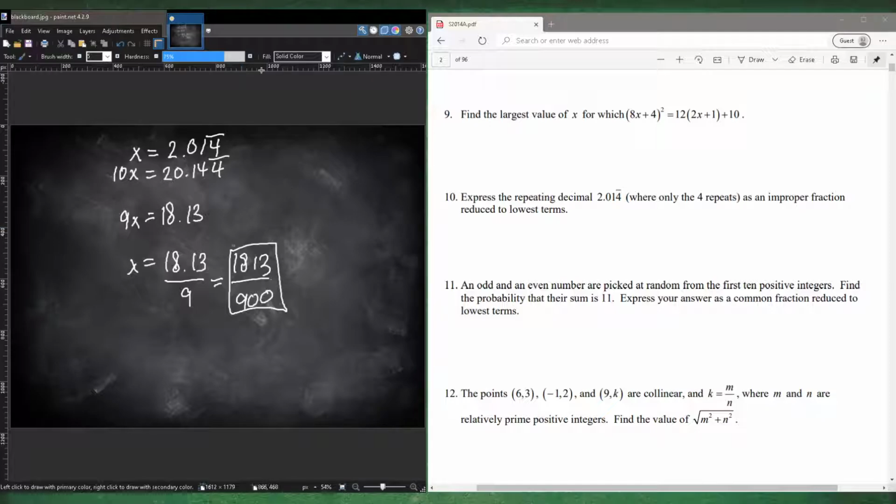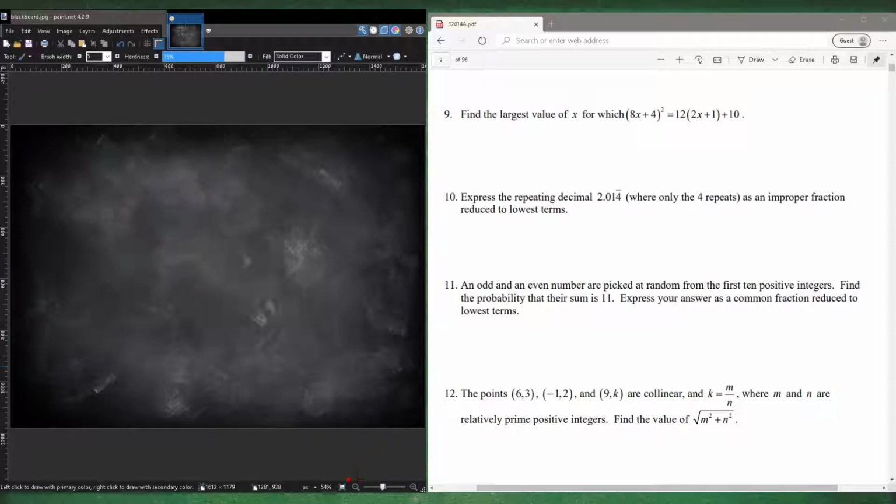You could check that 1,813 is relatively prime to 900. Not that 1813 is prime, it's just that you cannot reduce the fraction any further.